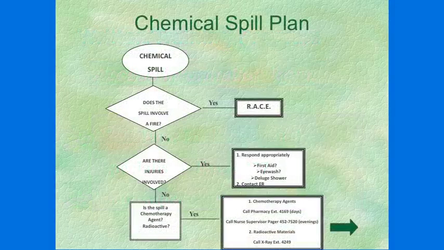Okay. What do you do in the event that there's a chemical spill or a hazardous material spill? This is a nice little flow chart to help you through that. Just ask yourself some questions. Does it involve a fire? If yes, then you would use your RACE acronym. Are there injuries involved? If yes, are you going to respond appropriately and what you need to do? Does the spill have a chemotherapy agent or a radioactive agent? Again, this is just a nice little flow chart to go through in the event that you have a spill. Okay?